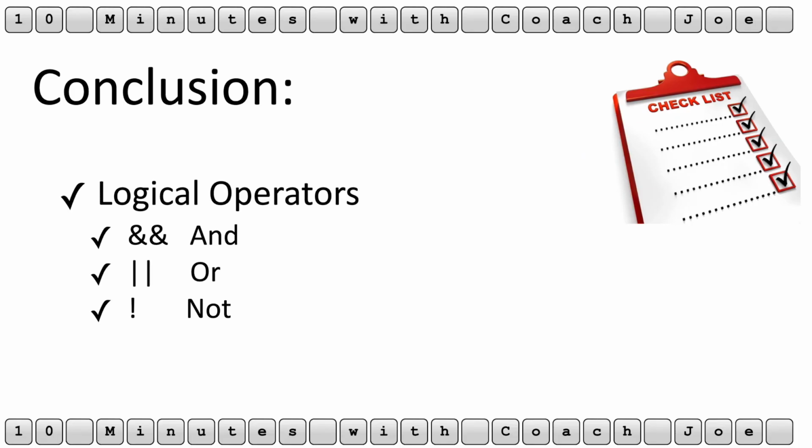You should now have an understanding of the 3 logical operators, AND, OR, and NOT. Logical operators are used to evaluate the results of 2 conditions. In the next lesson, we'll discuss bitwise operators.